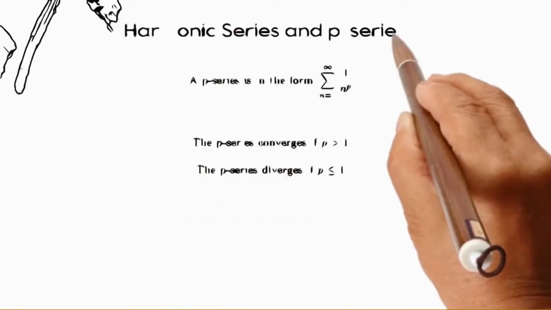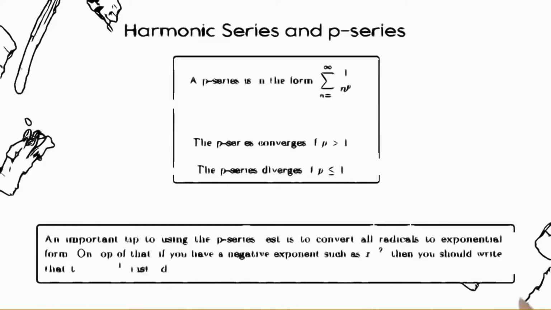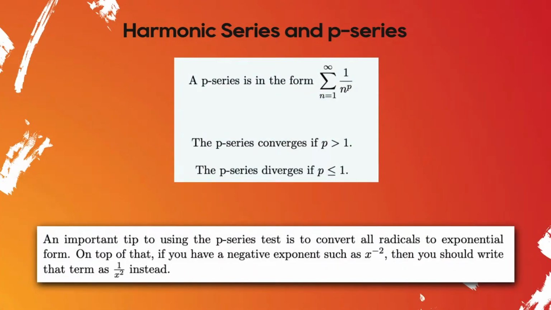Now the harmonic series and p series. The p series is in the form 1 over n to the power of p, where n goes from 1 to infinity. The p series converges if p, that exponent, is greater than 1, and it will diverge if p is less than or equal to 1. An important tip for using the p series test is to convert all the radicals to exponential form. On top of that, if you have a negative exponent, such as x to the power of minus 2, then you should write that term as 1 over x squared.